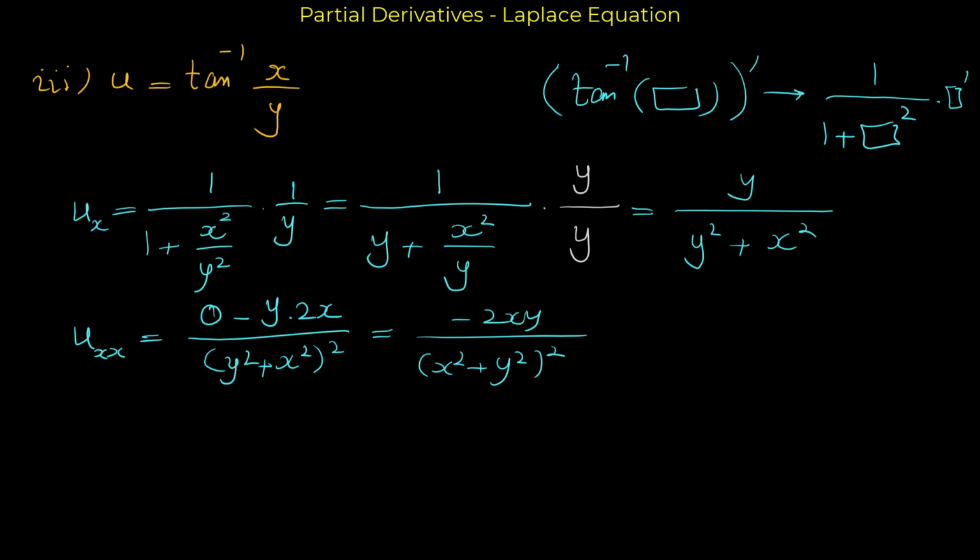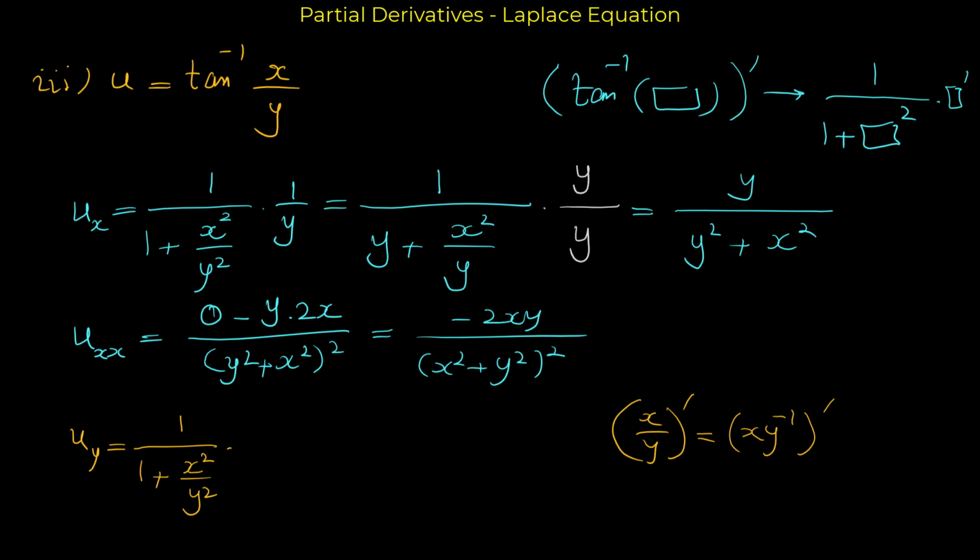Now let's find the partial derivative of this given function with respect to y. For finding the partial derivative of u with respect to y, again we use the formula that we know for tangent inverse. The derivative of tangent inverse is 1 over 1 plus that expression to the 2, x² over y², times by derivative of inside. For finding the derivative of x over y with respect to y, either you can use quotient rule, or you can say this is basically x times y to the negative 1.